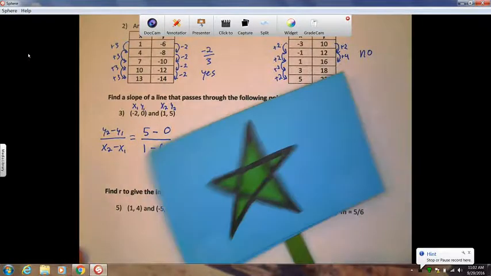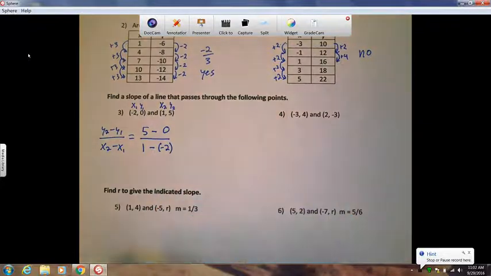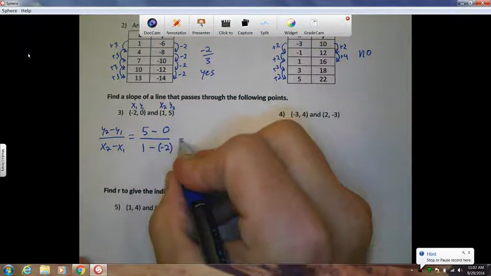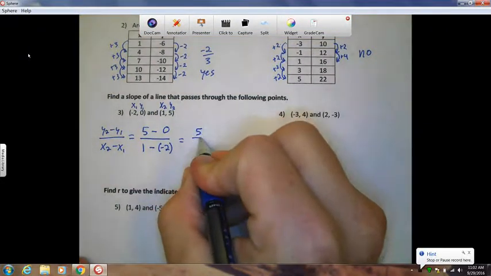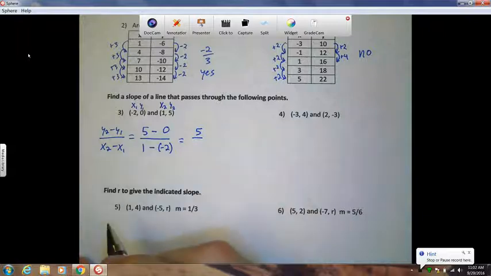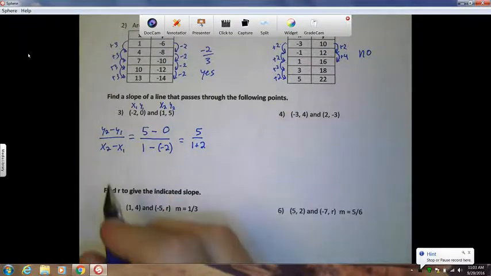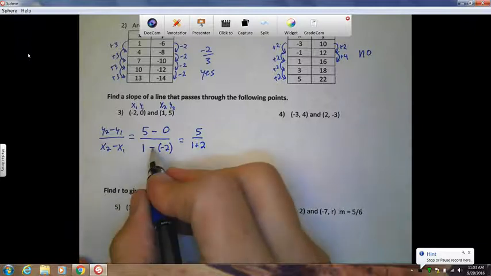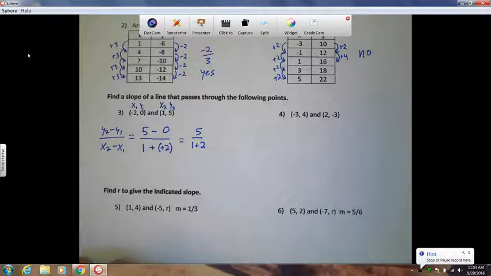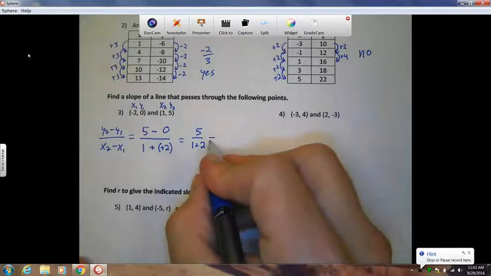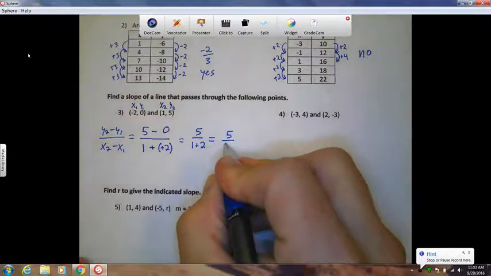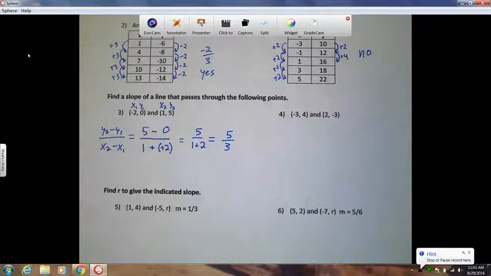First thing I'm going to do is I can change that to 5. 5 minus 0 is 5. But I'm going to change this to 1 plus 2. Addition of the opposite. 2 marks with your pencil, plus a positive 2. So 5 over 3. That's my slope. You can leave it as a fraction.